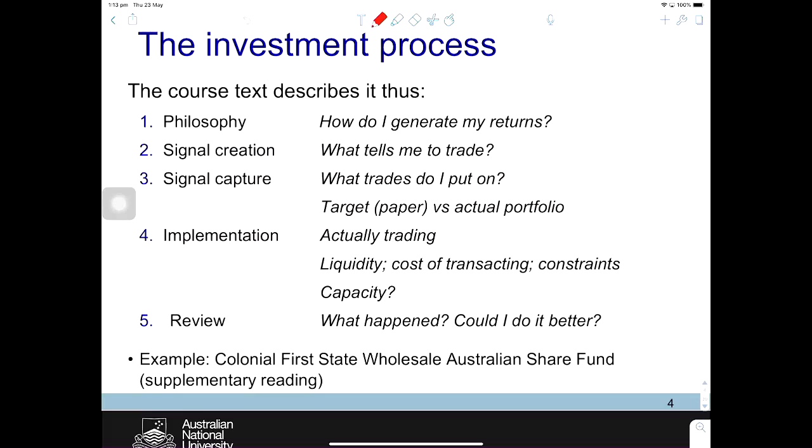And the last step of the investment process is the review of the whole investment process. Is there any way we can refine our investment philosophy? Or are there any ways we might refine the signal creation or signal capture? Or can we improve efficiency in the implementation process? And how the portfolio manager's performance is going to be evaluated.